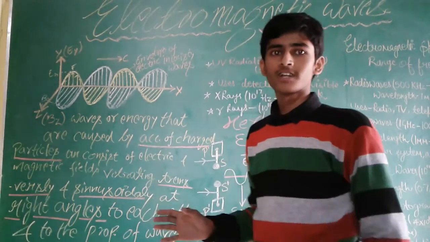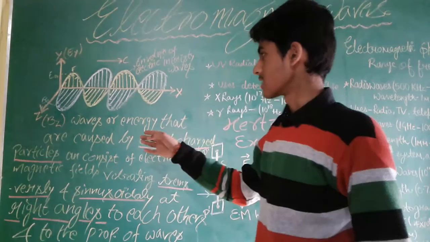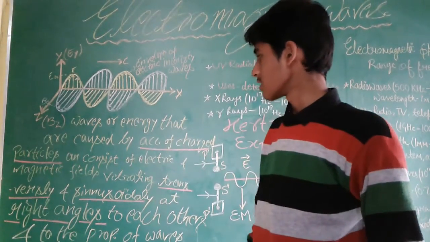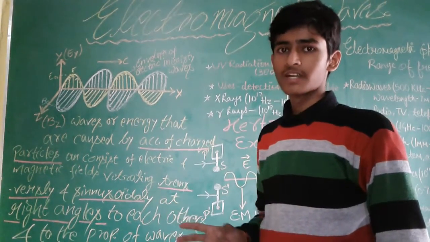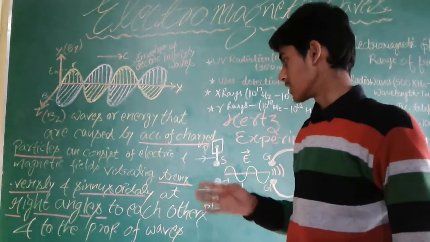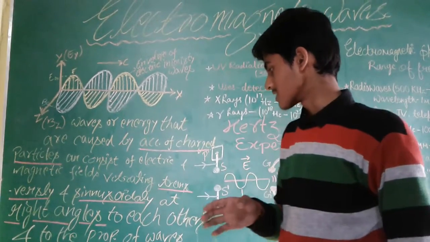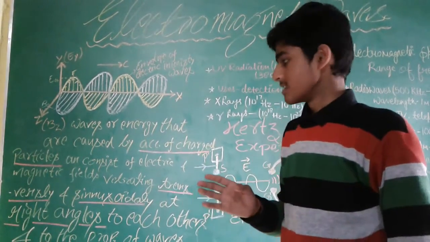First of all, let us see what are waves. Waves are energy. And now let us see about electromagnetic waves. Waves are energy that are caused by accelerated charged particles and which consist of electric and magnetic fields vibrating transversely and sinusoidally at right angles to each other and to the direction of propagation of wave.